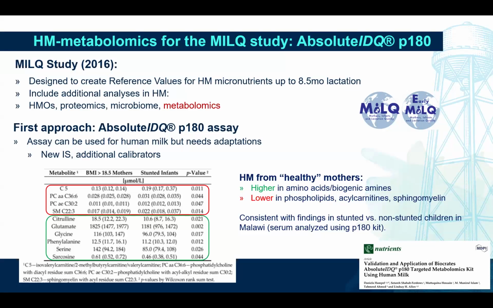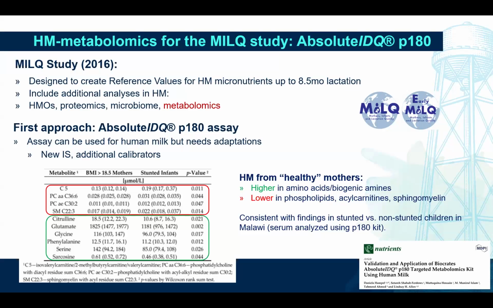And as mentioned, we had a small sample size for just a feasibility study on that validation plate, which was done in Innsbruck in Austria, as they know the kit a lot better than we do. And we found in the milk from Bangladeshi mothers in this little feasibility study that if you're, quote unquote, a healthy mother, meaning the BMI was greater than 18.5, we had higher concentrations of some of the amino acids and biogenic amines and lower concentrations of some of the lipid species compared to milk from mothers with stunted infants.